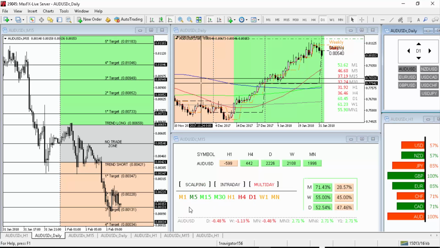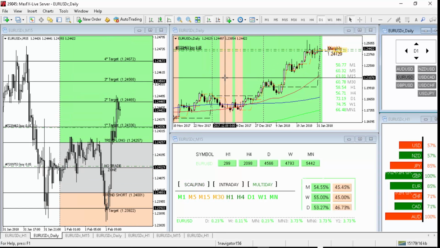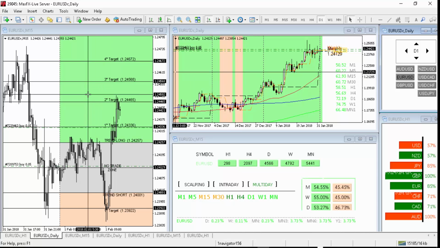The percentage variation on a daily basis is 0.48%, and we have a percentage confluence up to the monthly level. The RSI is below 50 from M5 to H4. We have an Australian dollar 100% short against a 57% short US dollar. So should the market remain below the entry level of the target geometry at 0.8042, we may have a continuation to the downside.